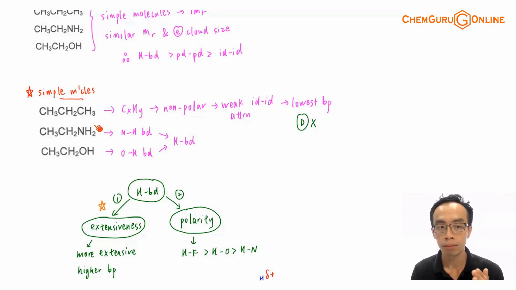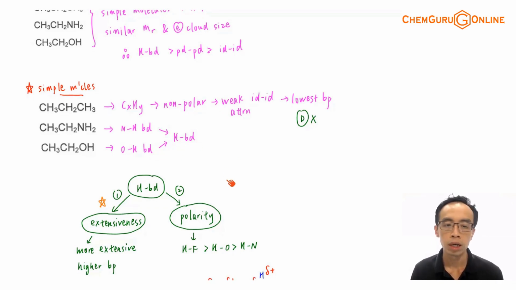And how about my remaining 2 molecules involving CH3CH2NH2 and CH3CH2OH? Now you notice the amine has an NH bond, and therefore it should be able to form hydrogen bond between molecules. Involving my alcohol, because of the OH bond, you will also be able to form hydrogen bond between molecules. So now the comparison will be between hydrogen bond versus hydrogen bond for my amine versus alcohol. Which one will have a higher boiling point? Which one has a lower boiling point?